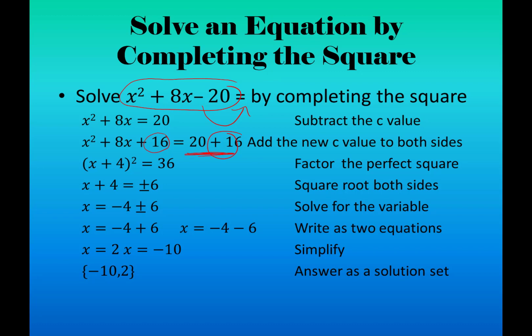So they're in factor mode. Well, if I take the square root of both sides, that gets rid of my parentheses. X plus 4 equals plus or minus 6. And this is what we did the day before, because we solved the quadratic by the square root method.